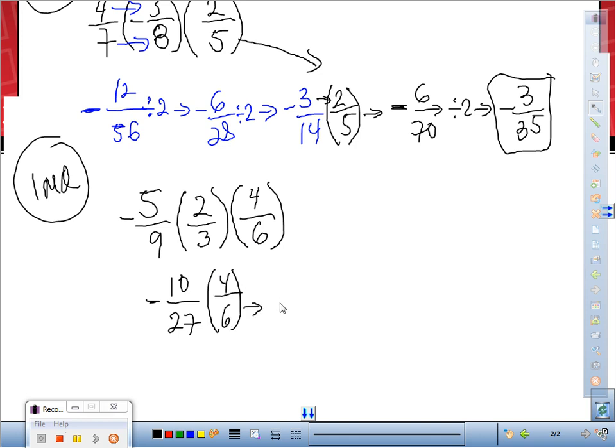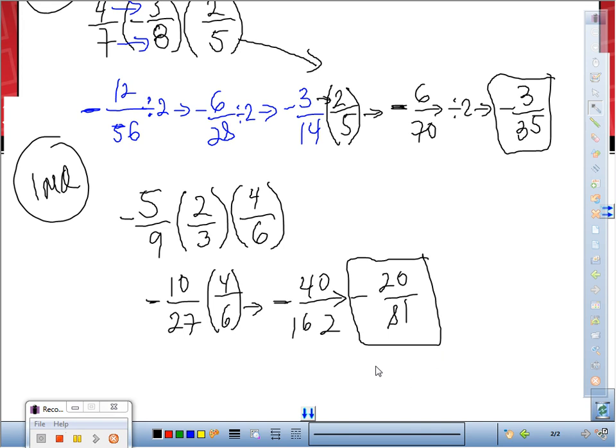The solution for this is a negative 40 over 42. We got 4, that's 12, that's 16. Can I reduce that? Yes. Divide by 2. So this is 20 over 81. Can I reduce that again? No. And we are done. Hands if you got that. Okay.